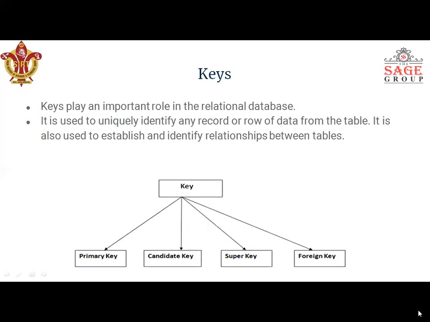Now there is a second concept, keys, that is very essential if we want to work on RDBMS, on any relational database management system. Basically, keys play an important role in the relational database. It is used to uniquely identify any record, that is a row, from the data tables. It is also used to establish and identify a relationship between tables. We have four different types of keys: primary key, candidate key, super key, and foreign key.